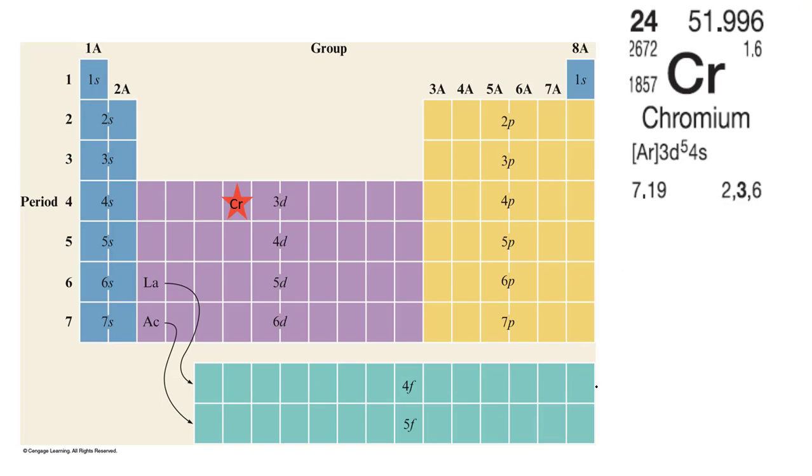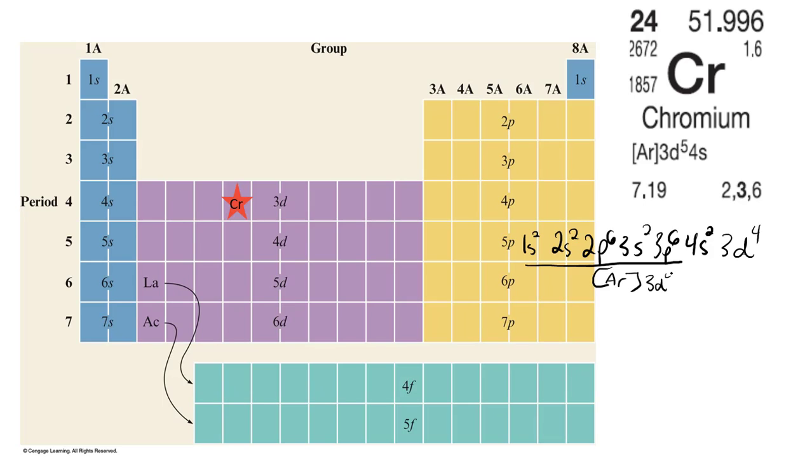So to do this, let's look at the element chromium. The first thing I want us to do is draw out the electron configuration. I'm going to give myself a little more room, so I'm going to start over here. 1s2, 2s2, 2p6, 3s2, 3p6, 4s2, and then 3d4. So if we put this in noble gas configuration, argon has all the way up to 3p6, so it'd be argon, 3d4, and then 4s2.